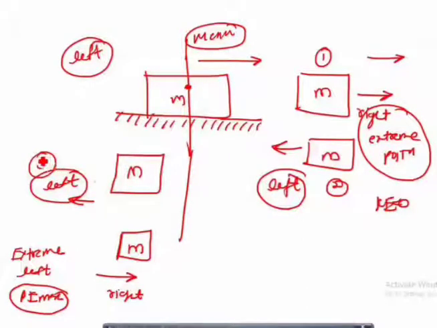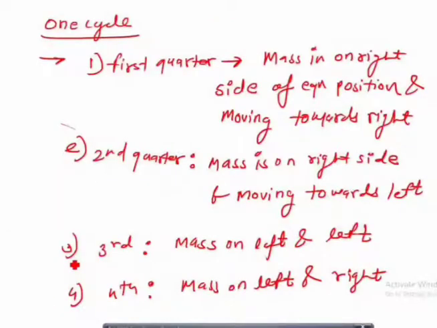Why? Because the complete kinetic energy has not become 0. Then at the extreme left position your kinetic energy will become 0, potential energy will become maximum, and again the mass will start moving towards the right side, and again it will come to the mean position. So unless and until the whole energy is removed from this particular cycle, it will keep on oscillating in these particular positions. So I hope you have understood all the 4 parts. Okay, so first quarter, second quarter, third quarter.